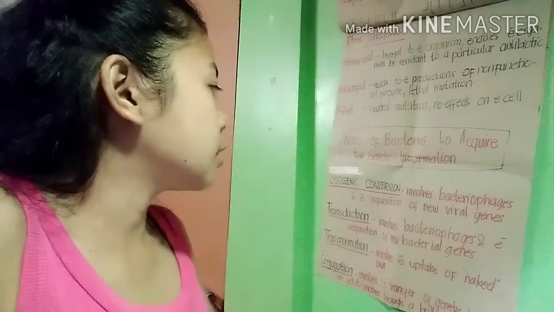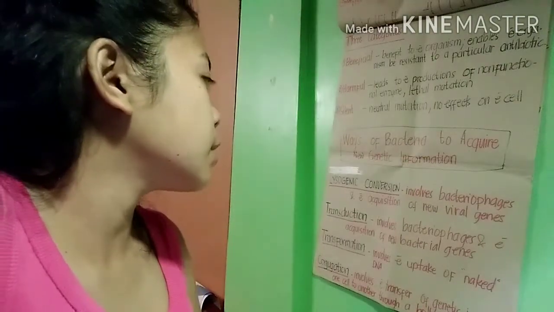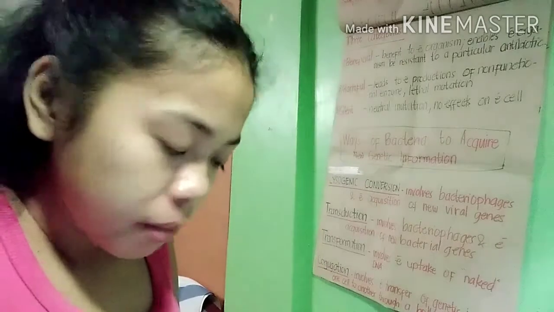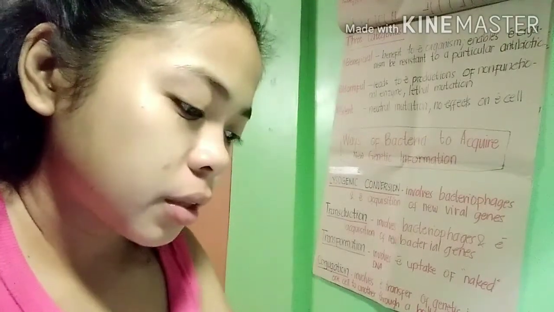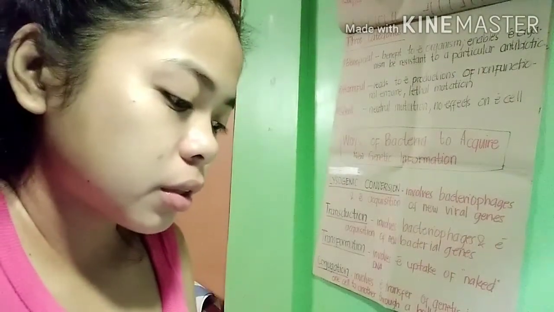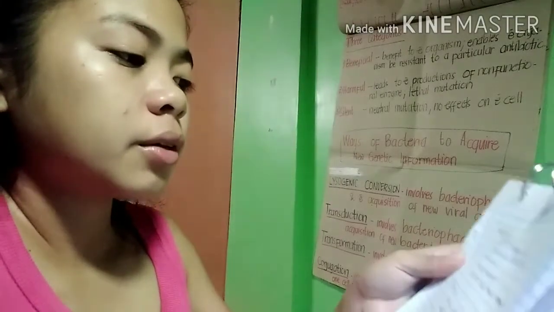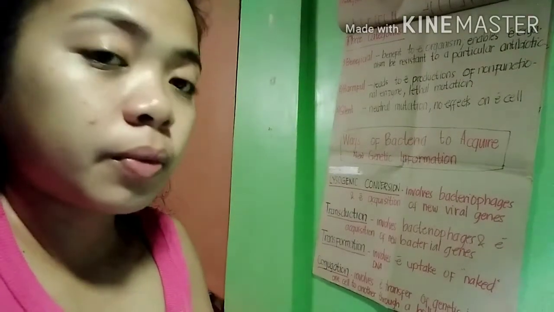So the next is the transduction. Transduction involves the bacteriophages and the acquisitions of new bacterial genes. So example, temperate bacteriophage, viral DNA, tapos prophage.